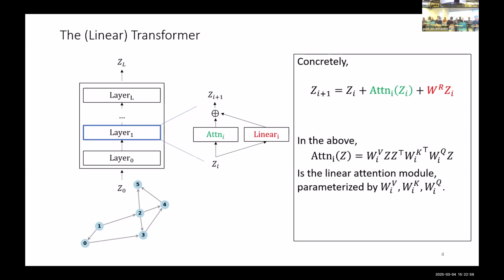And so there are going to be four kinds of parameter matrices: the value, key, and query parameters for attention, and a WR matrix in red, which is the parameters for the linear layer.